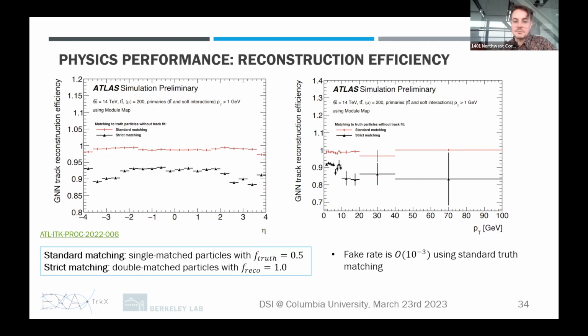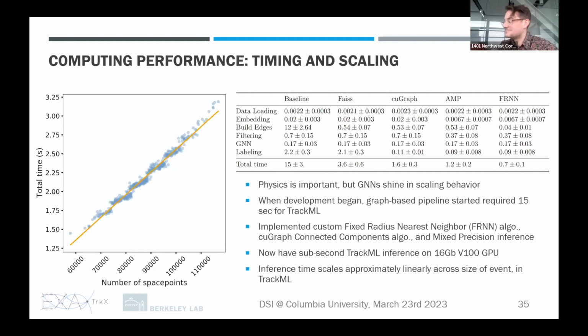So these are some public results that we published last year. You can see the red lines are the conventional matching that ATLAS uses to produce tracking efficiency. So this is how many of the particles in the detector did we actually reconstruct. And you can see we get 98, 99% of those tracks reconstructed. And this is competitive with traditional algorithms. And the nice thing is that we know that it scales better.